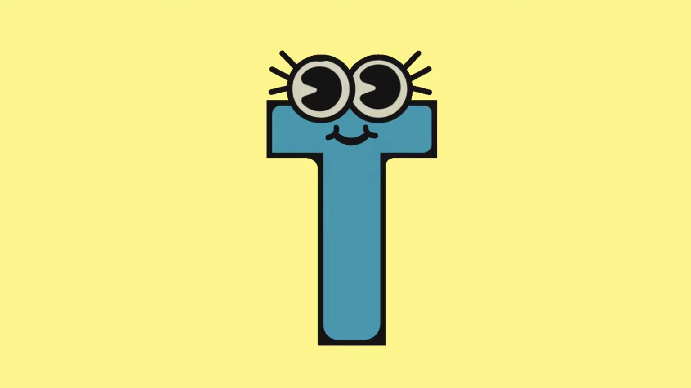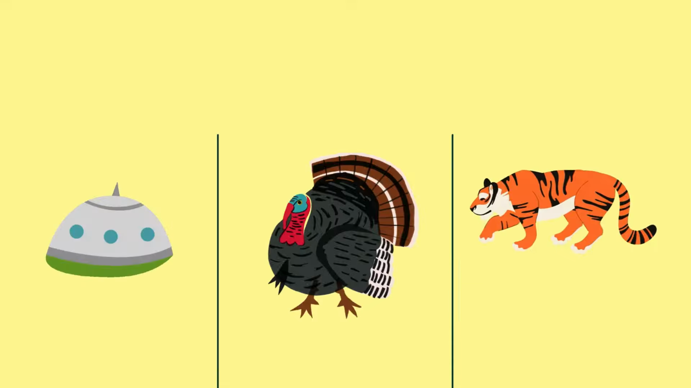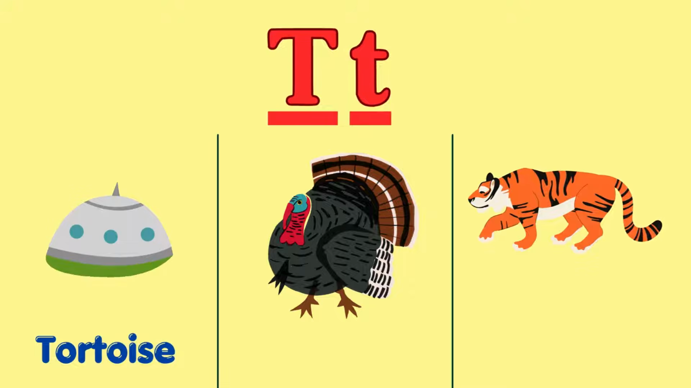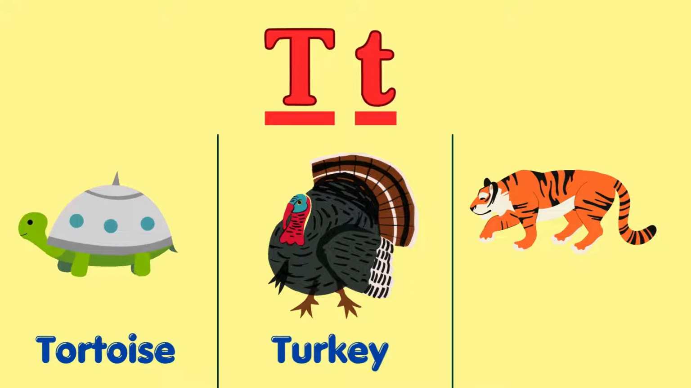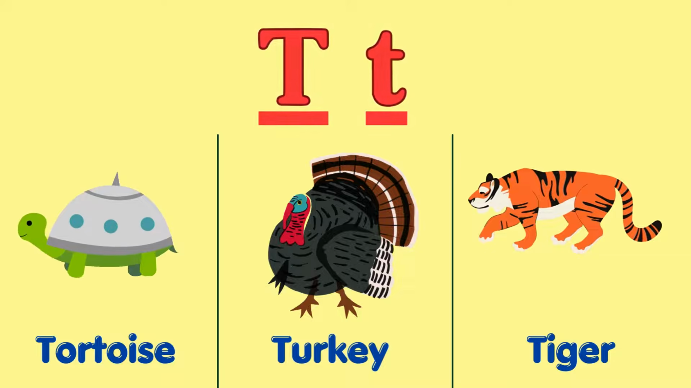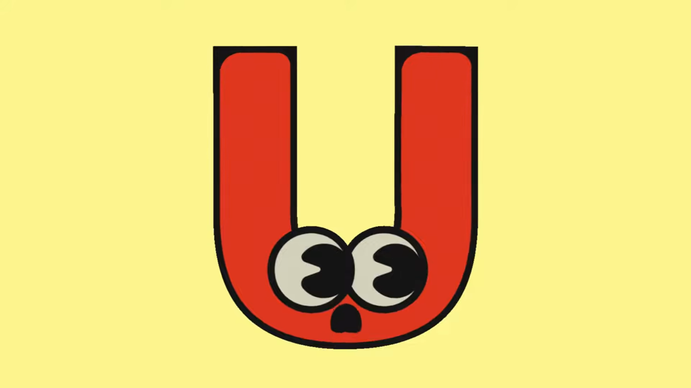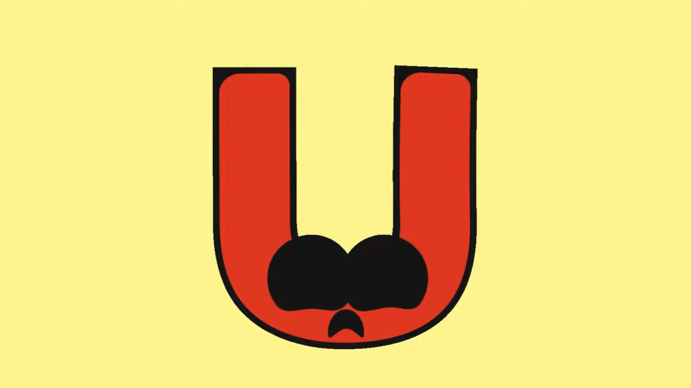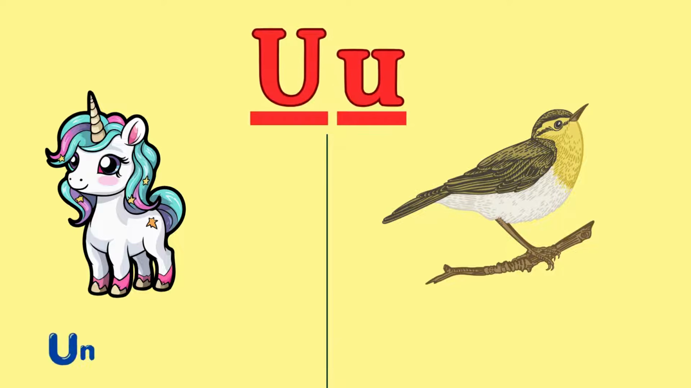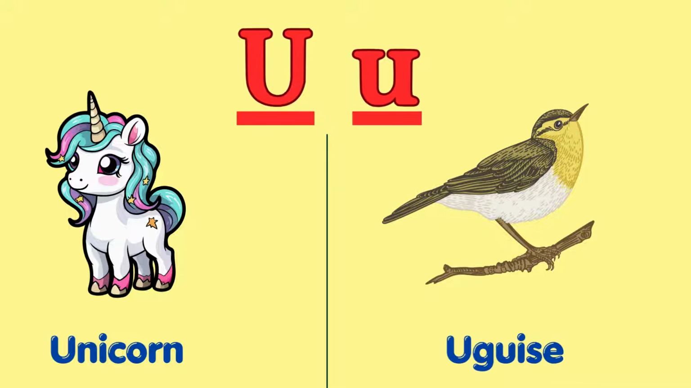Letter T. T is for tortoise, turkey, tiger. Letter U. U is for unicorn, you guys.